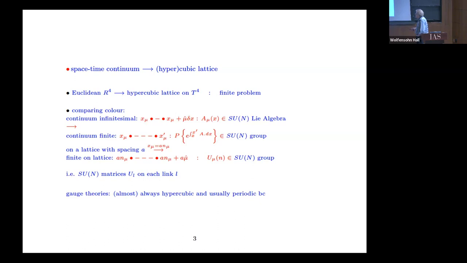I describe this as being a hypercubic lattice with periodic boundary conditions. Usually that's the case. Sometimes you may want other boundary conditions for specific purposes, and you're free to do so. The advantage of periodic boundary conditions is that there is, in some sense, no boundary.